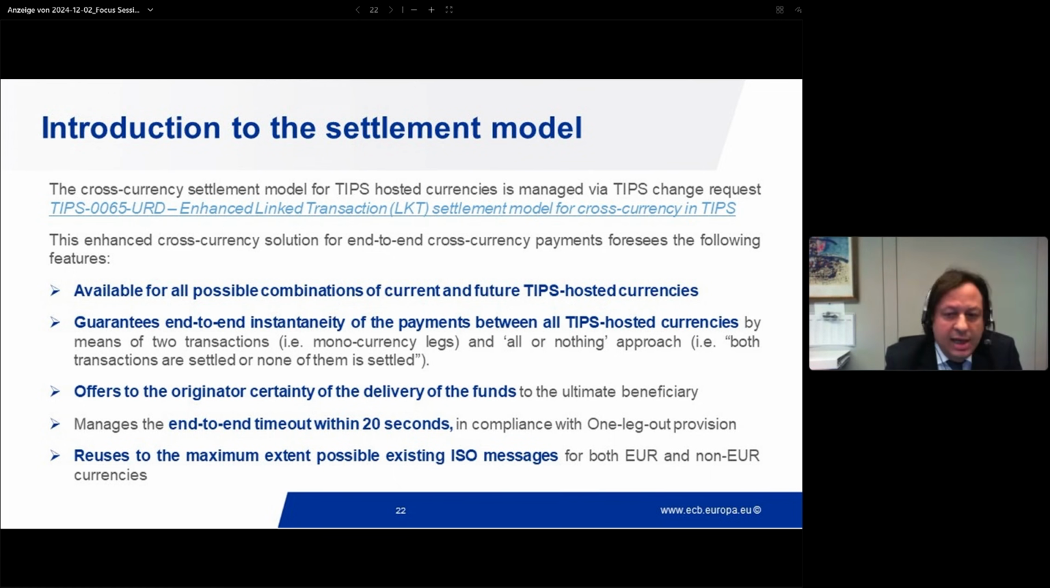And ultimately, the model will also be based on the same message schema definitions that are designed under the perimeter of the one leg out functionality that is specifically developed for the euro, but our message experts extended a bit the logic in order to be currency neutral, so in a way that can be used also for the non-euro currencies hosted in TIPS right now.